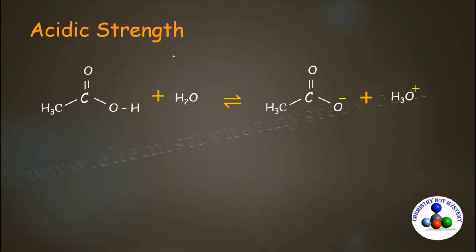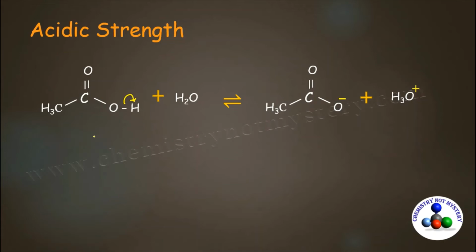Now let's see how inductive effect affects the acidic strength of an acid. It is acetic acid. When it reacts with water, it loses its proton. After losing the proton, it will form acetate ion and H3O plus ion will be formed.